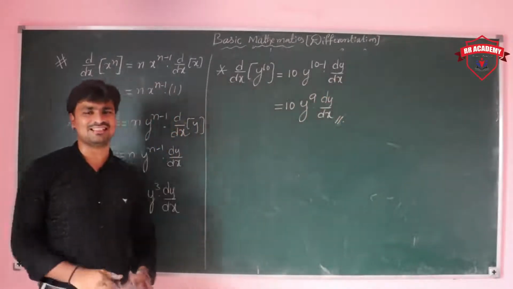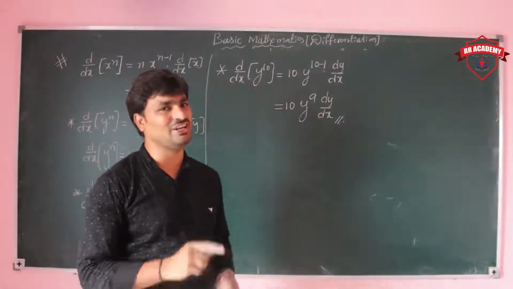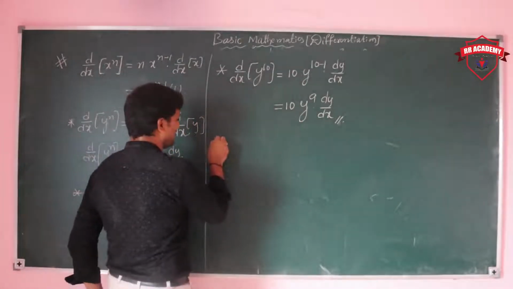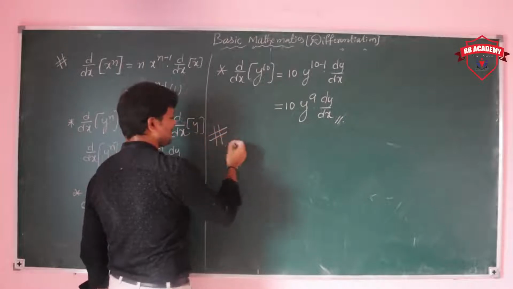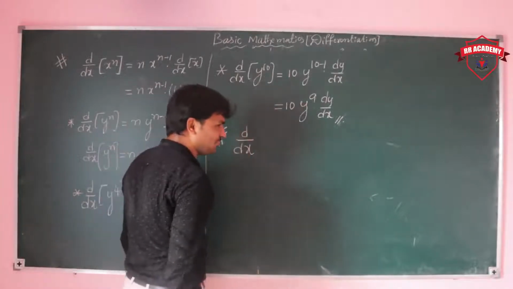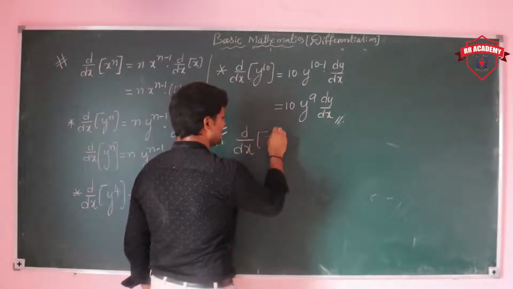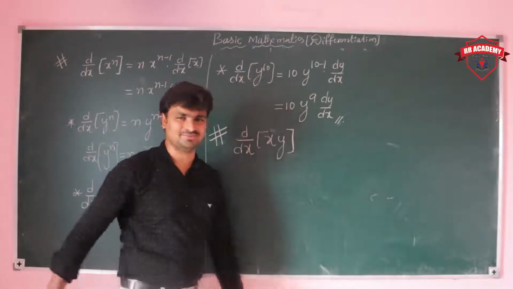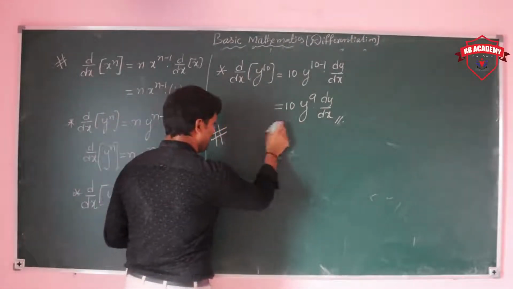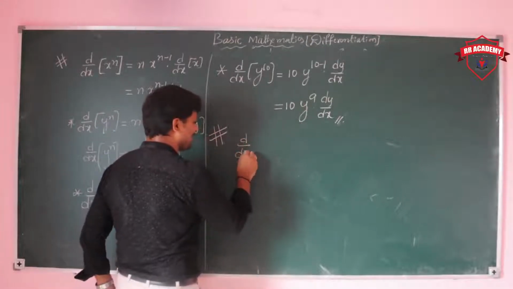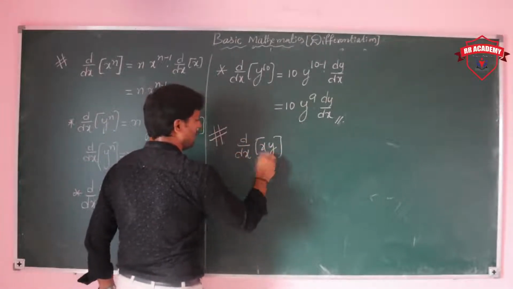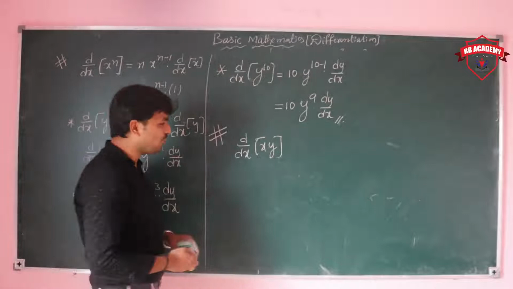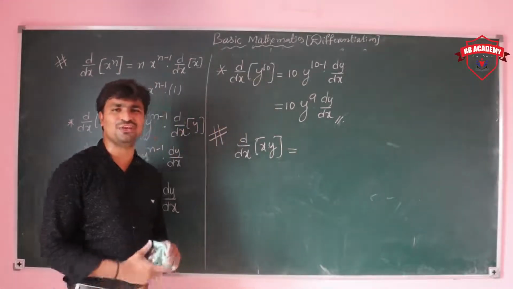So where can we use this expression? We can try this expression in the UV rule. Let's see, we can apply this method in the UV rule. UV rule, what is that? Here one problem is given. For example, d by dx of xy. Take only xy. Very carefully you have to observe. Here x is a variable function and y is another variable function. Now how can we apply the method of UV rule?